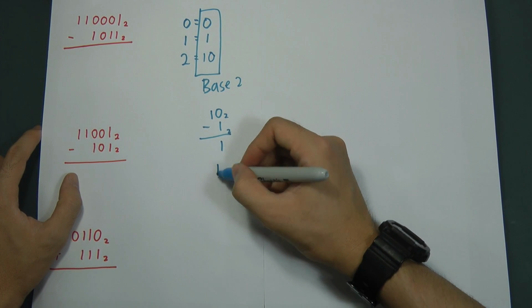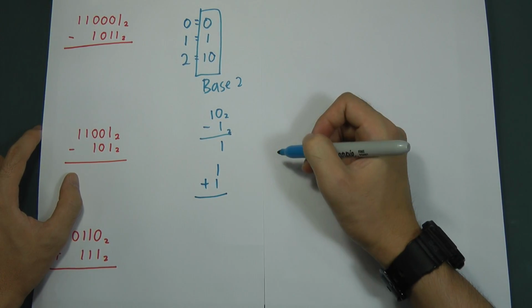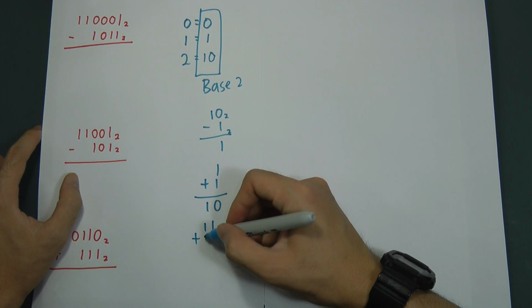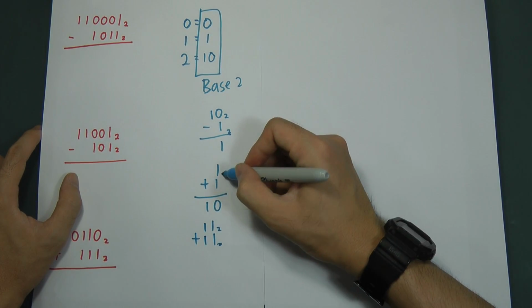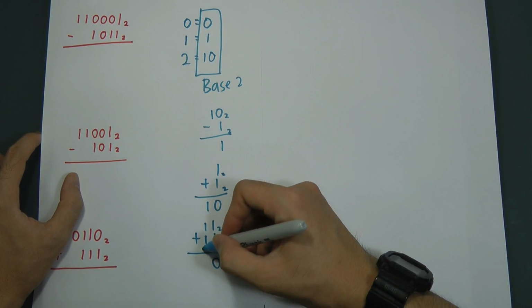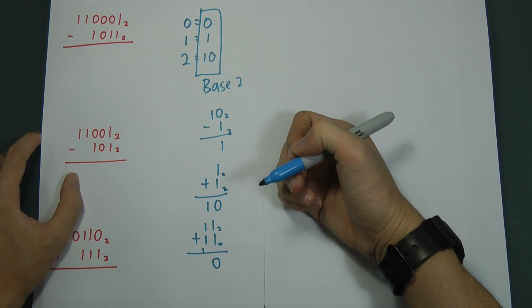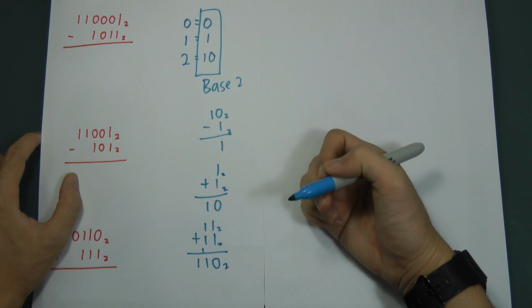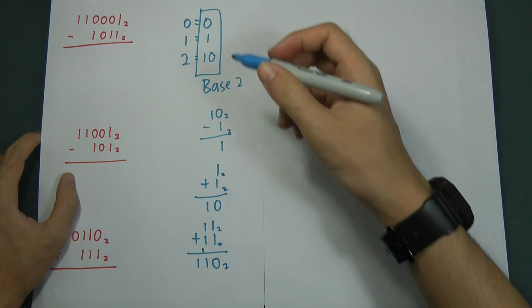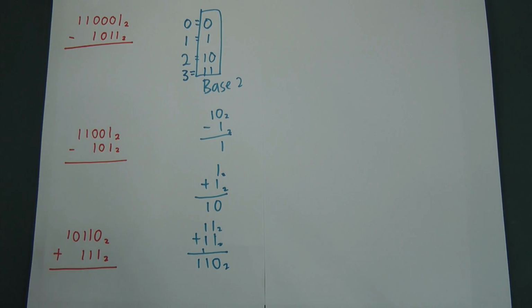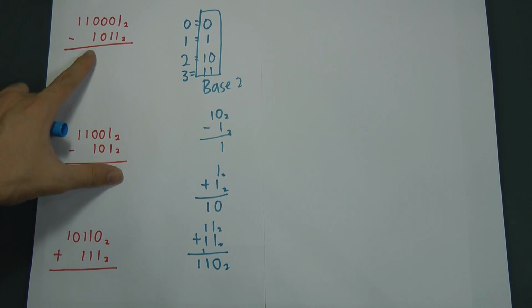Let's say 1 plus 1, what number do you get? You get 10. All of this is base 2. 1 plus 1 is equal to 10. 10 plus 1 again is equal to 11. So you must understand that 3 is actually equal to 11. If you can understand this concept, then let's try to do the question over here.